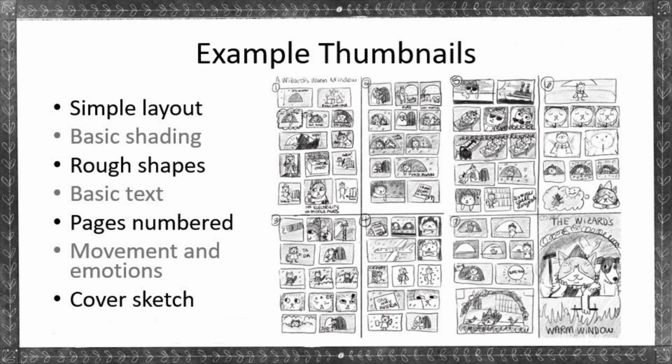These are some of my example thumbnails from my comic that show just the basic layout of the pages, the shading, shapes, and text. The text for this is just what I would be putting in the comic either through speech bubbles or through narration, so it isn't trying to explain the thumbnails. I've already done that with the script and outlines that I did before. I also numbered the pages and showed the basic movement and emotions, and also a cover sketch for my comic.